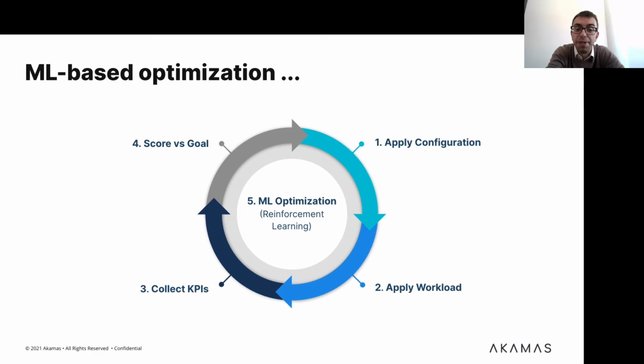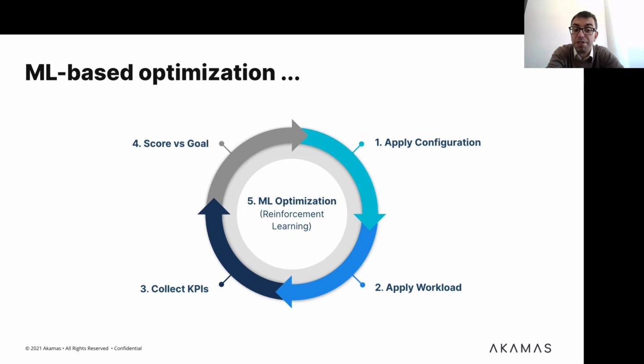The first step is to apply a configuration to the target of the optimization. The second step is to apply a workload to the target, so to assess the impact of the applied configuration. The third step is to collect KPIs related to the target system, that is, information, data, and metrics about the behavior of the system under the workload. The fourth step is the score of the configuration against the specific goal by leveraging the collected KPIs.